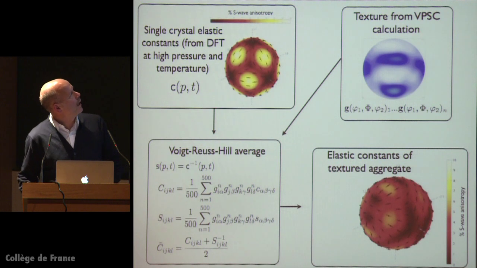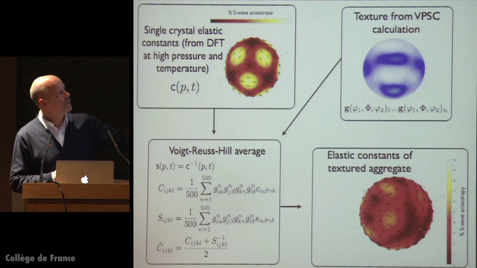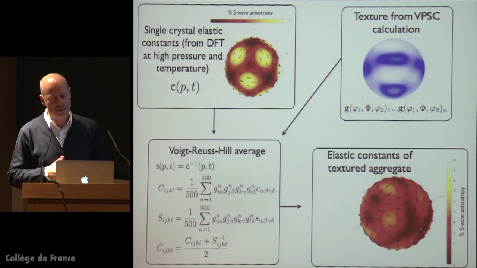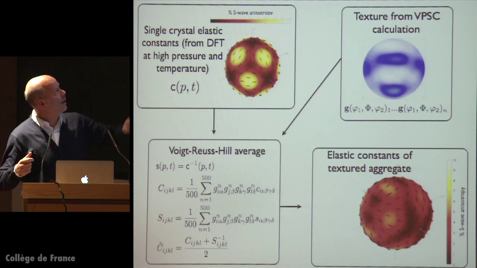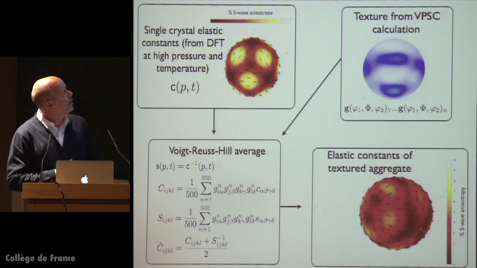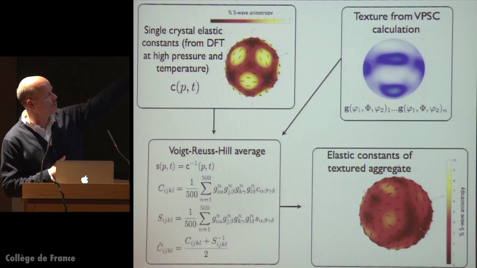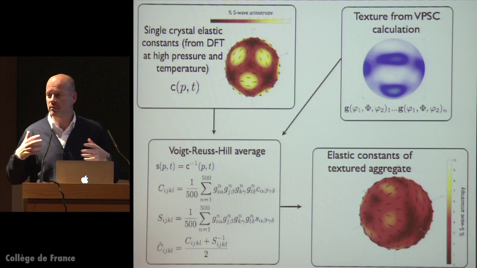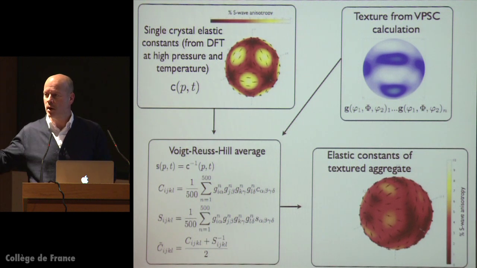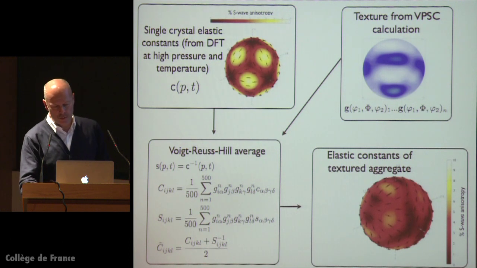As I said, the viscoplastic self-consistent calculation gives us the pole figure, which is in the upper right. This tells us an orientation of the crystal, both in azimuth and inclination. We can then look at the single crystal elastic constants, which are estimated from those results I mentioned earlier. And then we do a Voigt-Reuss-Hill average to come up with the effective elasticity at a particular point along a particular trajectory path. And that's what's shown in the far right.